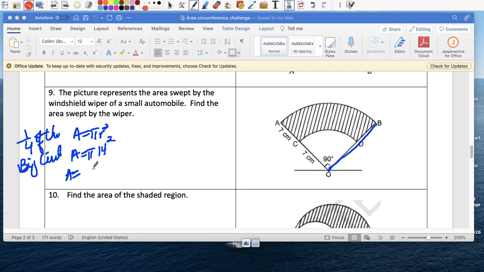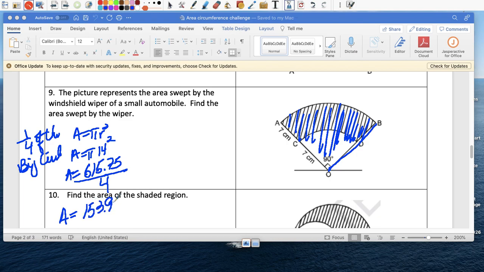which is going to give us 615.75 centimeters squared. That's the area of this whole thing. Sorry, I have to divide that by 4. Apologies. So let's divide that by 4. The area of the quarter circle is 153.94 centimeters squared. So that's what we just found. This is 153.94 centimeters squared.